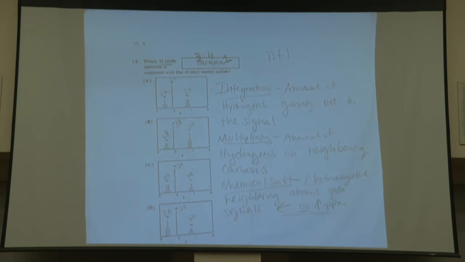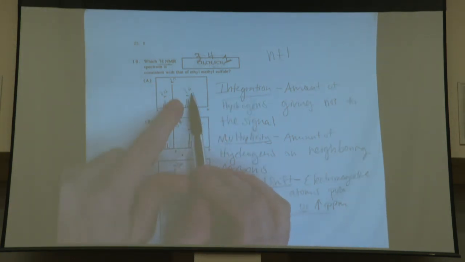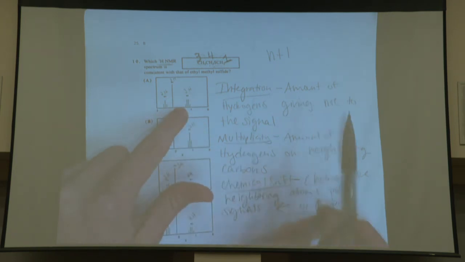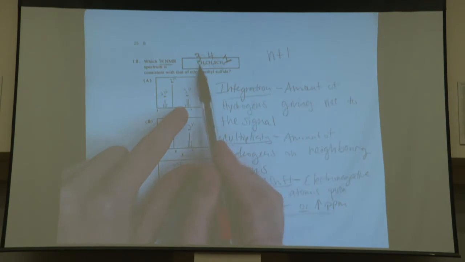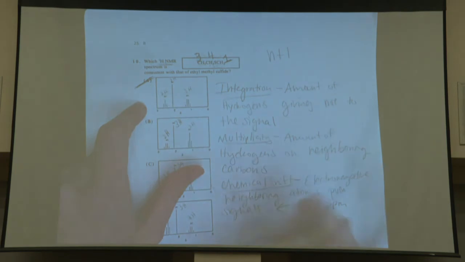Does that make sense? So that's what we're looking for. If we look at letter A, we have 3 hydrogens that are a quartet. Do we have that? No, we don't. We have 3 hydrogens that are a triplet, and 3 hydrogens that are a singlet, but no 3 hydrogens that are a quartet, right? This is 1, 2, 3, 4 signals. So we can instantly cross that one out.